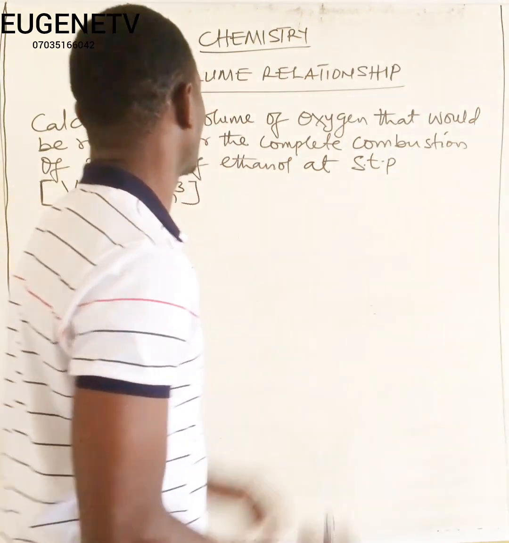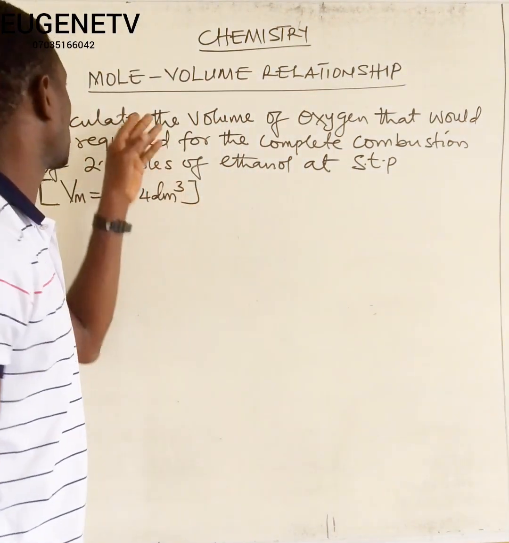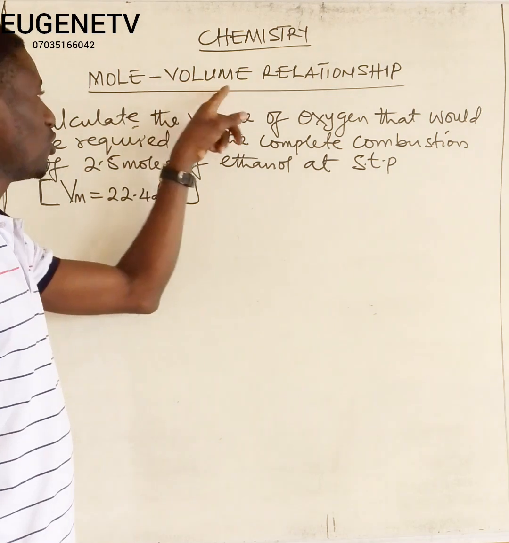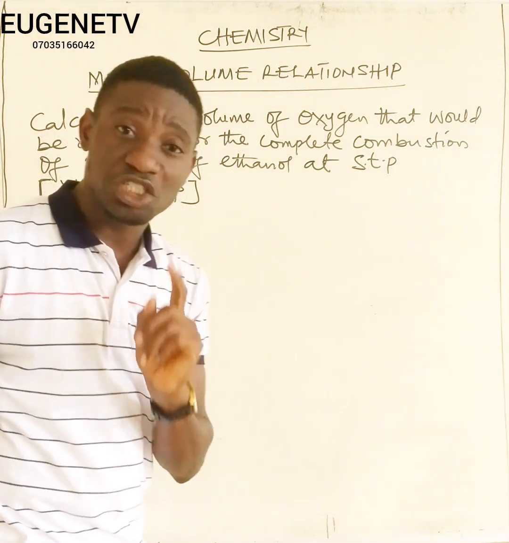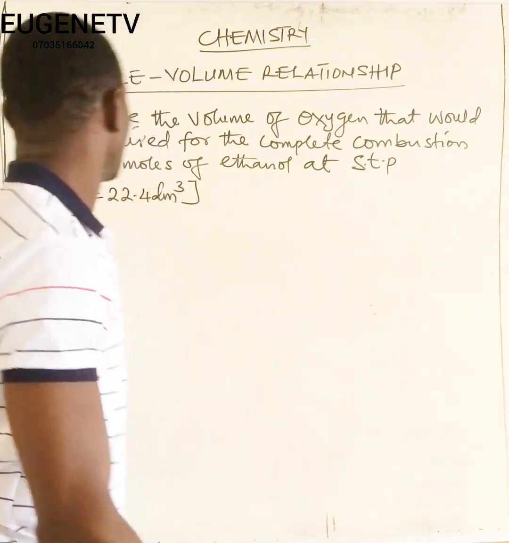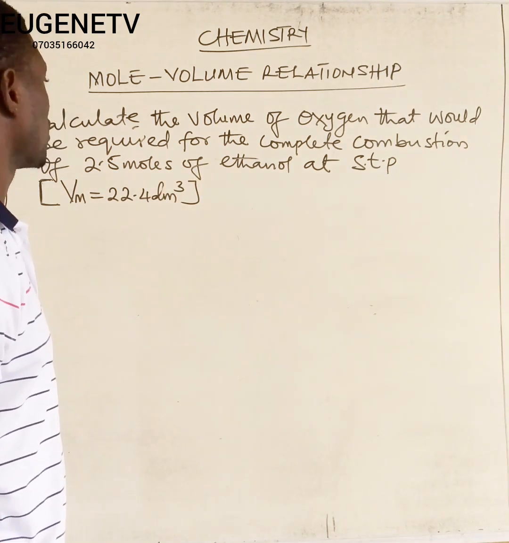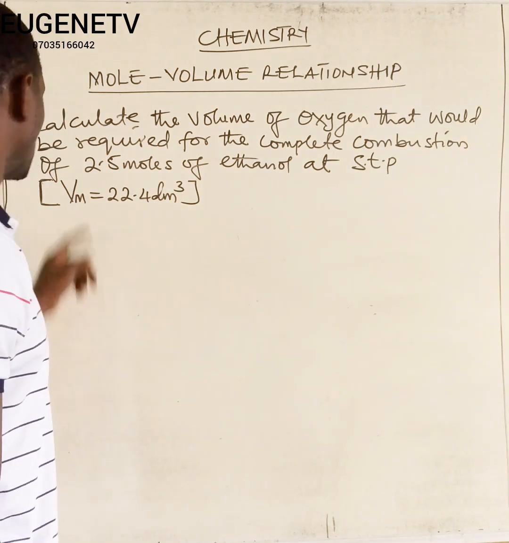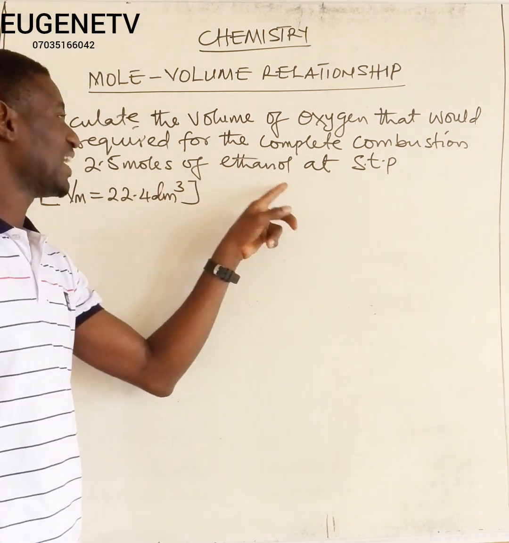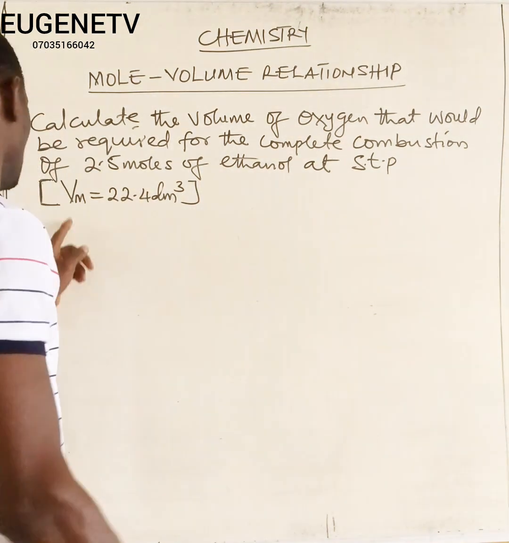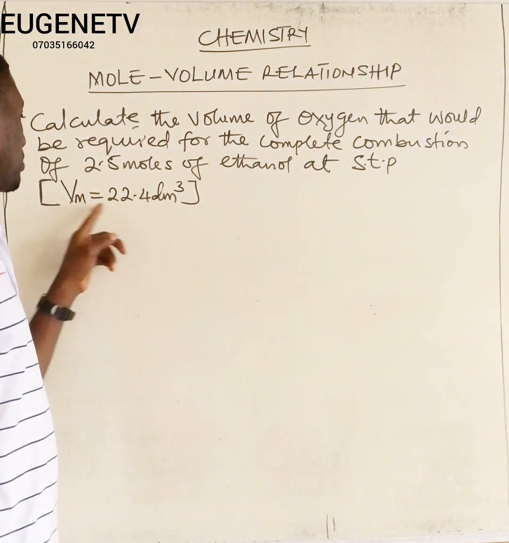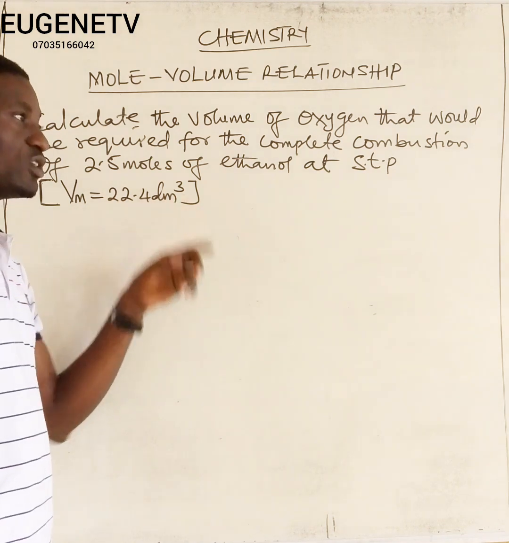Okay, let us look at the question in front of us. And of course, this question is going to be based on the mole-volume relationship, that is the relationship between mole and volume. The question says, calculate the volume of oxygen that will be required for the complete combustion of 2.5 moles of ethanol at STP. The molar volume of gas at STP is equal to 22.4 dm³.